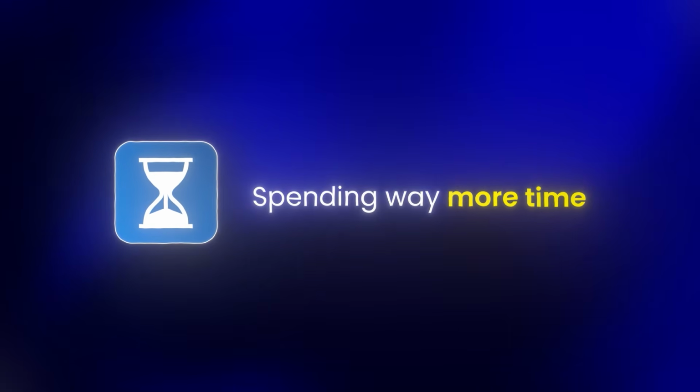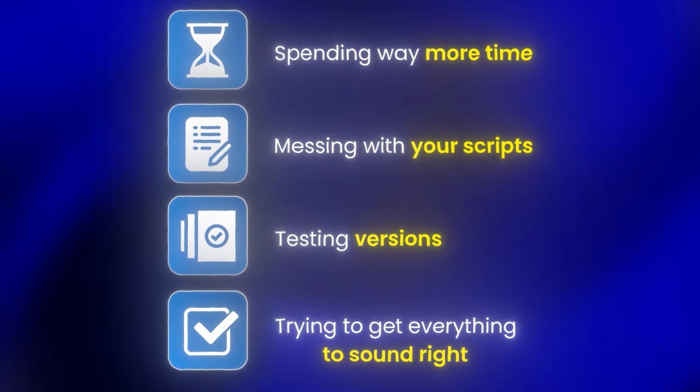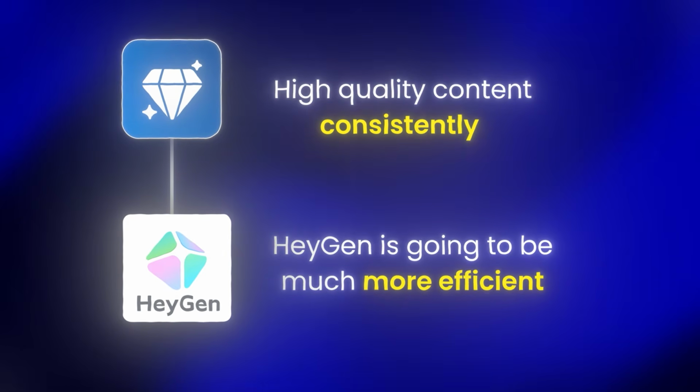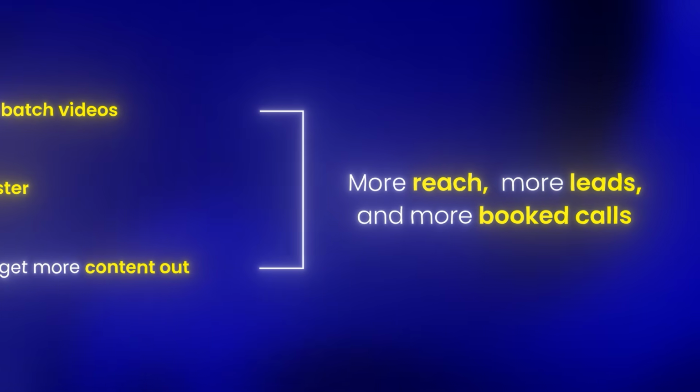Like I said, you're spending way more time messing with your scripts, testing versions, and trying to get everything to sound right. At that point, it honestly doesn't save you much time compared to just recording the video yourself. And on top of that, you're not even getting the same level of video quality. So if your goal is to post high quality content consistently, HeyGen is going to be much more efficient. You can batch videos, move faster, and actually get more content out, which means more reach, more leads, and more booked calls. With Synthesia, it's just harder to get that level of speed and output.